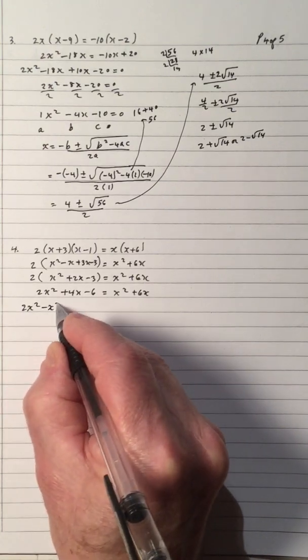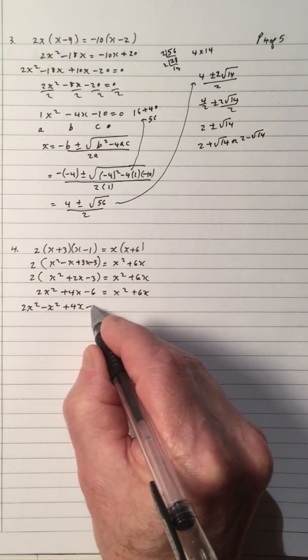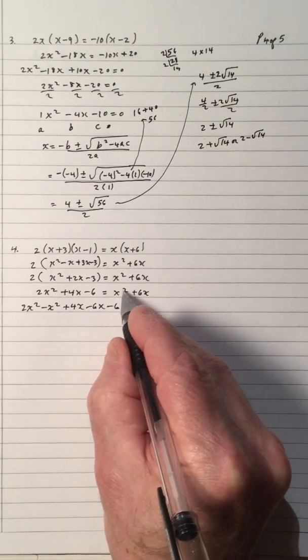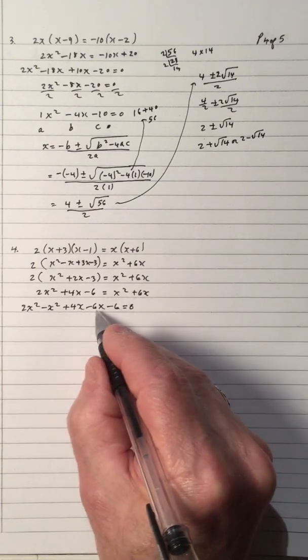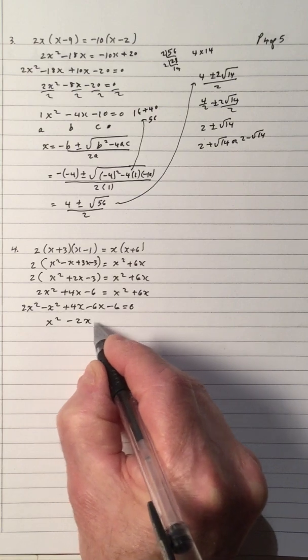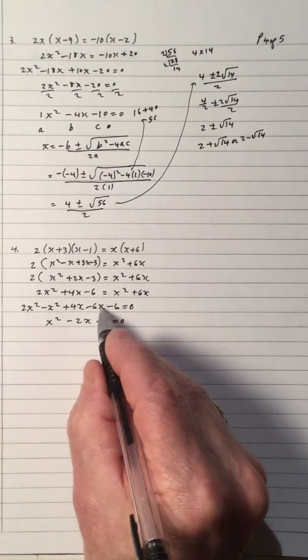x squared minus x squared plus 4x minus 6x minus 6. So notice x squared becomes a negative, 6x becomes a negative. Simplify, I get x squared minus 2x minus 6 equals 0. I added the x squareds and added the x's.